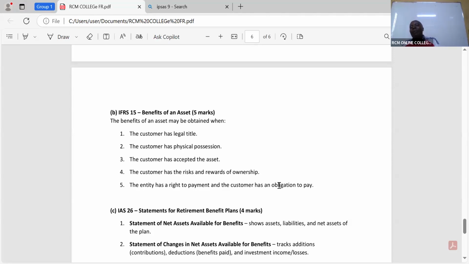You may not be able to remember everything, ladies and gentlemen. Remember the benefits of an asset. You can only talk of you having this asset. This asset is yours if you have a contract, if you have possession. Even if you don't have possession, on just a short call, you can call and say, bring this asset here.